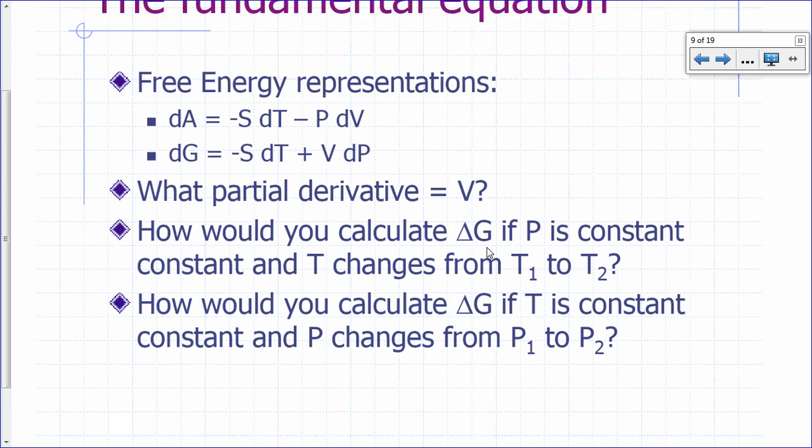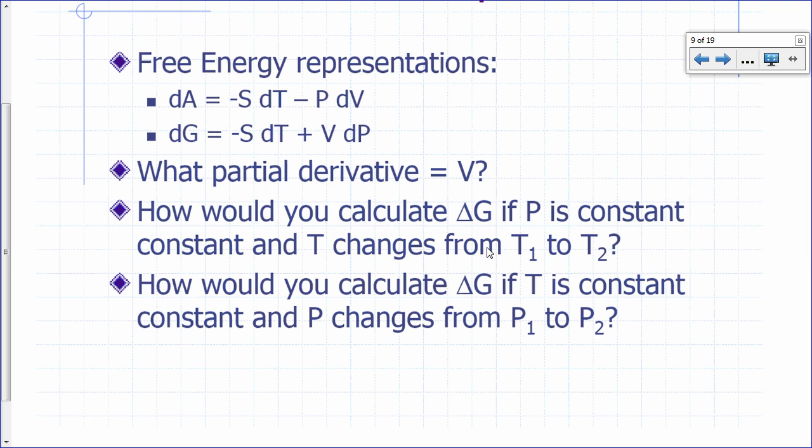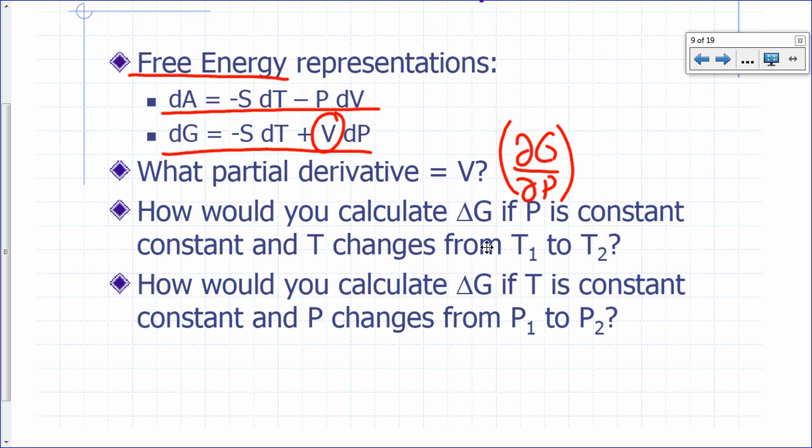All right. Now, A and G, the Helmholtz energy and the Gibbs energy, are known as free energy functions. Okay, so in the so-called free energy representation, your fundamental equation is dA equals negative S dT minus P dV, and dG is negative S dT plus V dP. So based on these differentials, what partial derivative is equal to V? With respect to pressure, holding what constant? T.